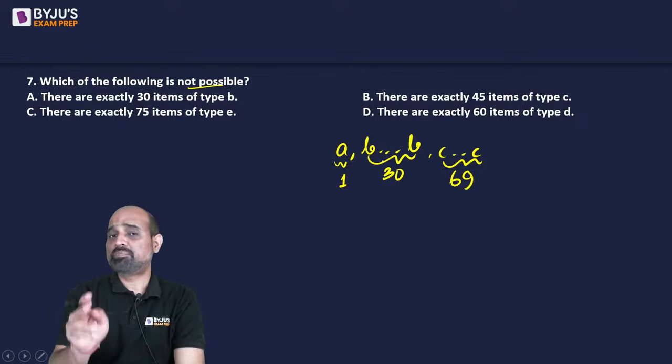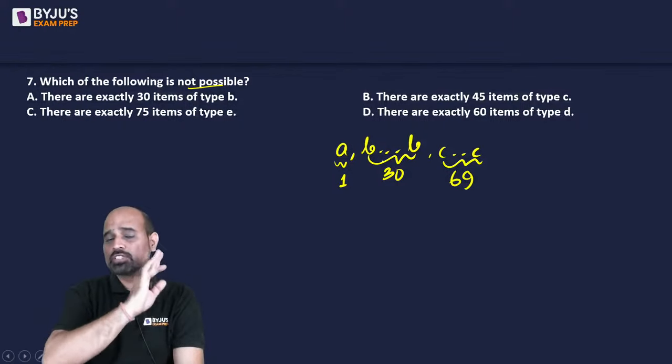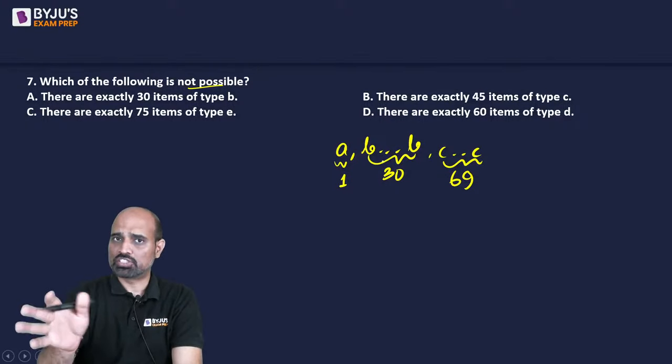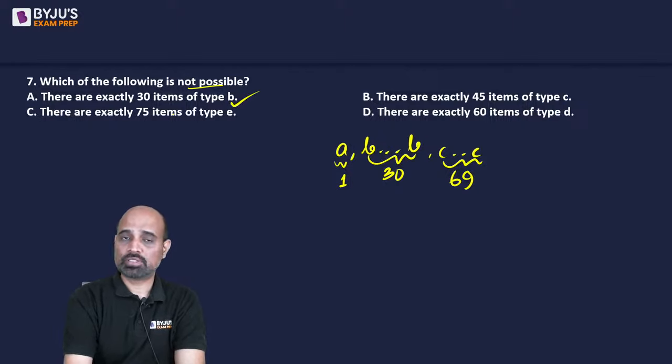We will say that the number of B's is at least twice of A's and the number of C's is at least twice of B's. B अगर 30 है तो C 60 तो होगा कम से कम. बिल्कुल है. So this is very much possible. So this is not the answer. Let's look at the B option.